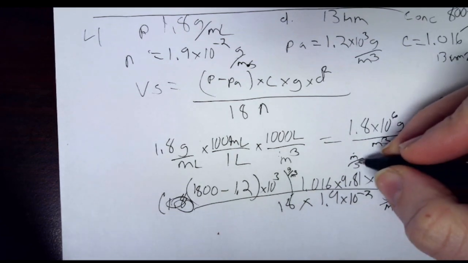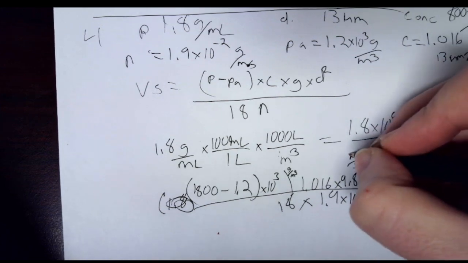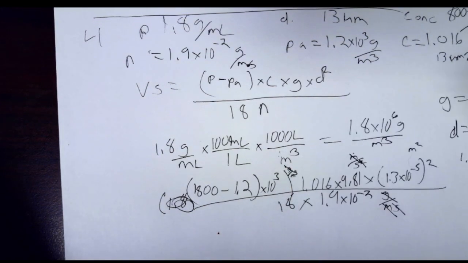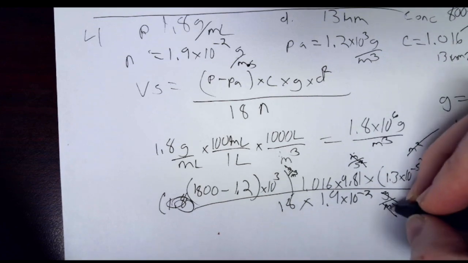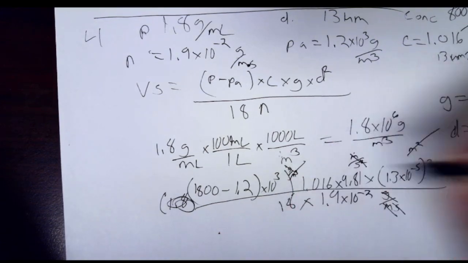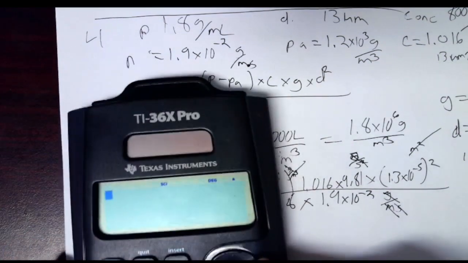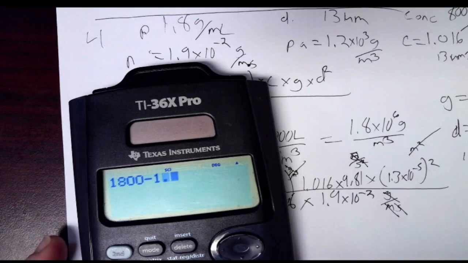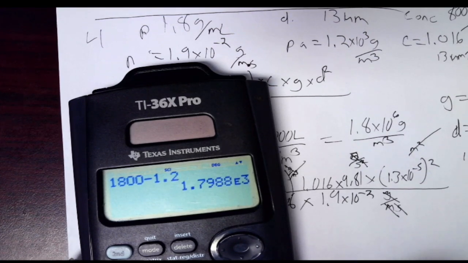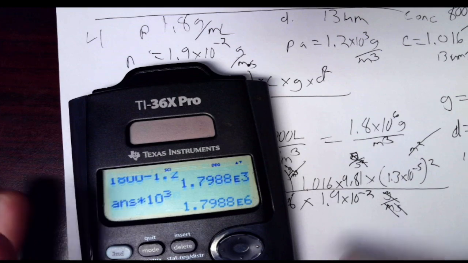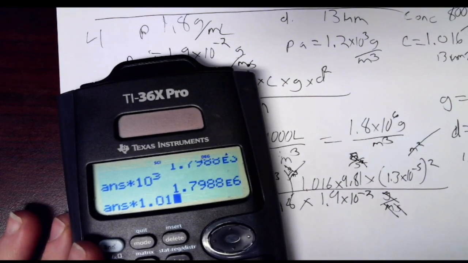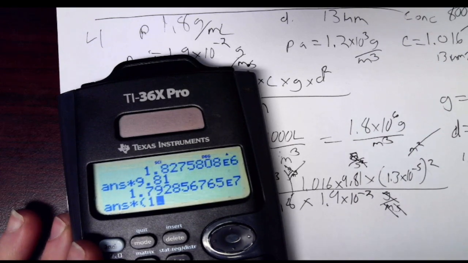So seconds, meters, grams, meter squared, actually, sorry. So I'm left with meters per second as my unit. Meters per second. So let's plug that in. 1800 minus 1.2, and then I times by 10 to the 3rd. Times by 1.016. Times 9.81. Times, in parentheses, 1.3.